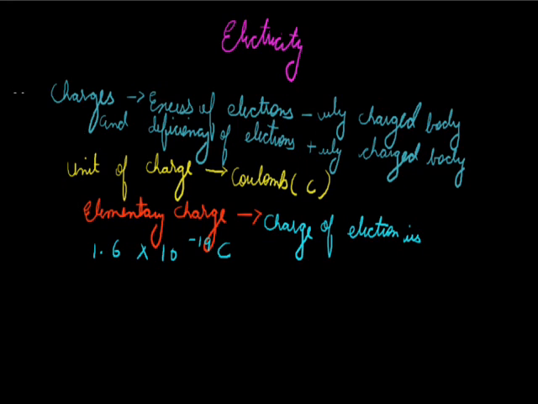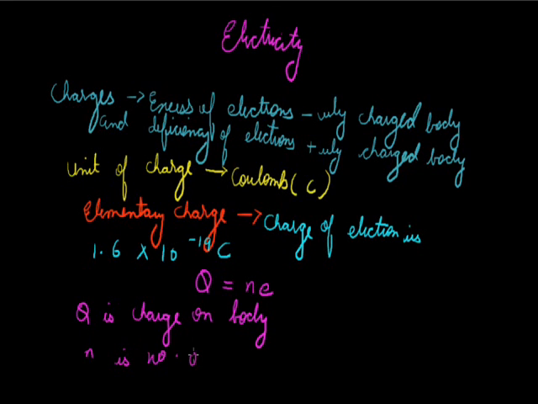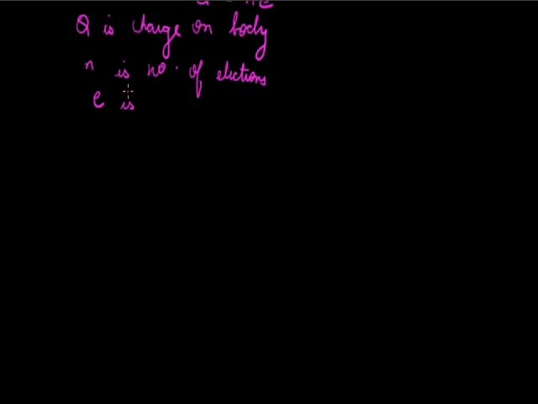So we have a formula which calculates the charge on any body, that is Q is equal to N into E, where Q is the charge on the body, N is the number of electrons which the body carries, and E is the charge on one electron.